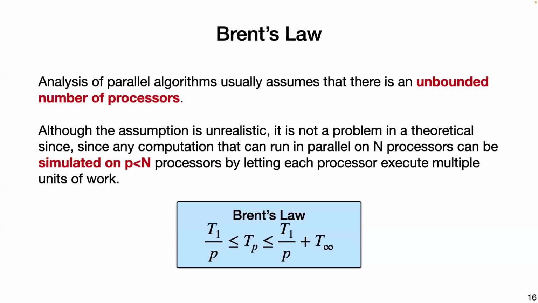This is an alternative formulation of Brent's lemma that we had last time: your parallel time is at least your serial time divided by p, and it's bounded above by the span plus serial time over p. This is like if you simulated your infinitely many processors on p processors.